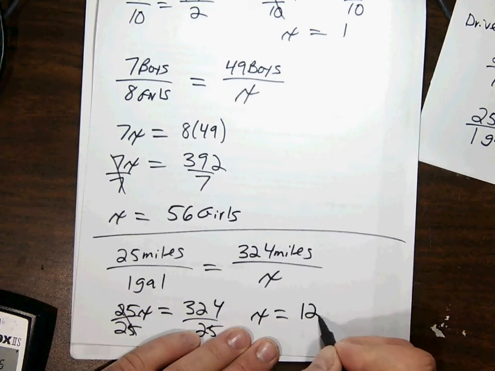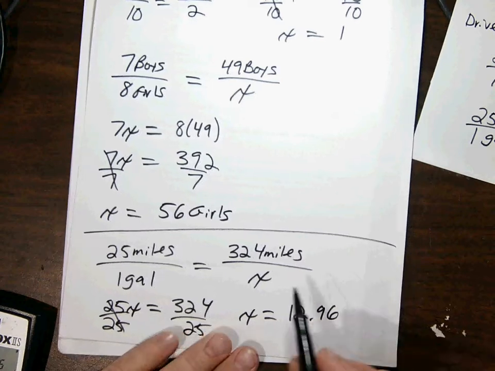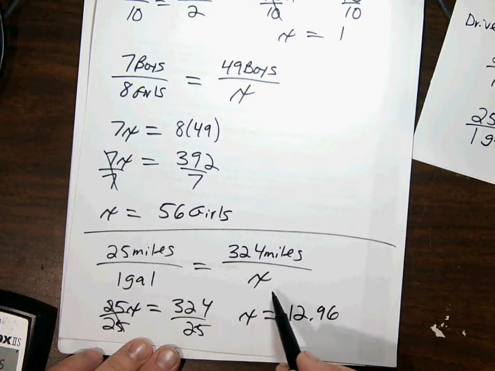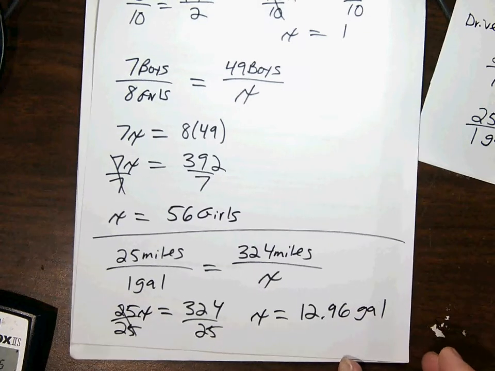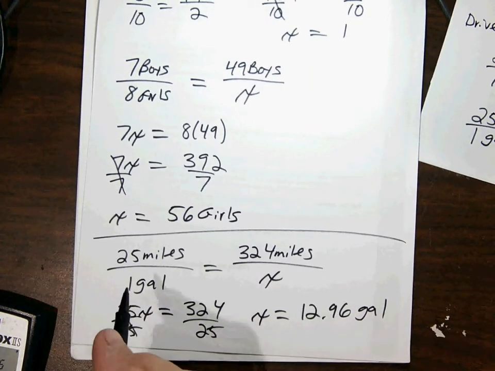12.96. Okay, what are we talking about? Don't forget your units. X is, we're talking about gallons, okay? I need 12.96 gallons to go 324 miles at this rate.